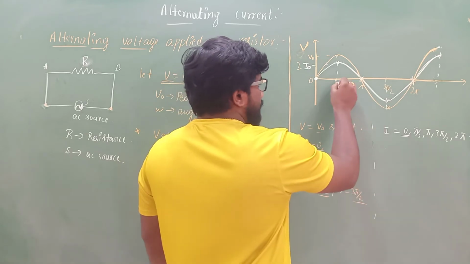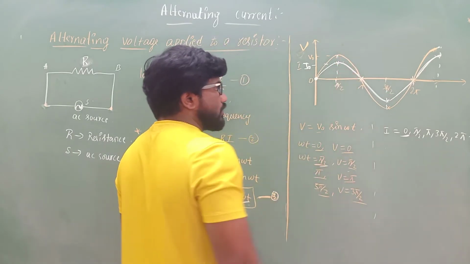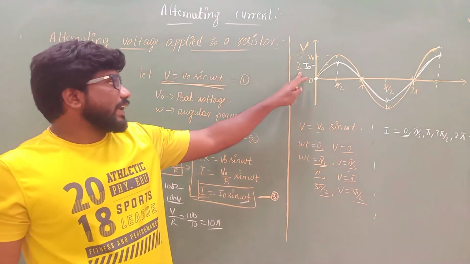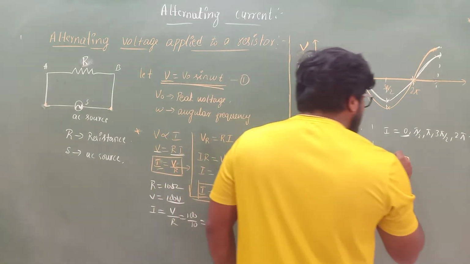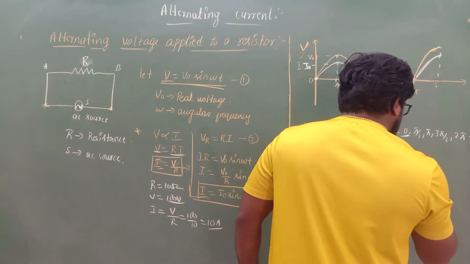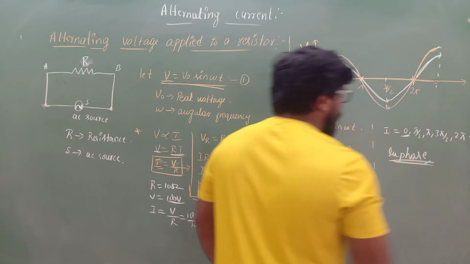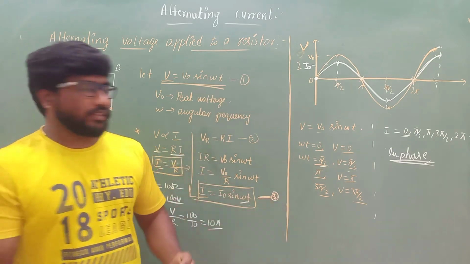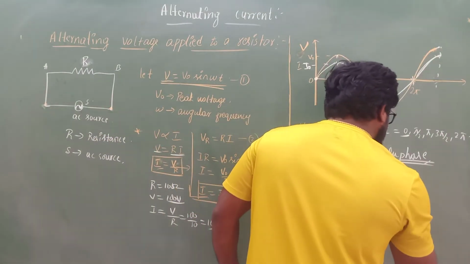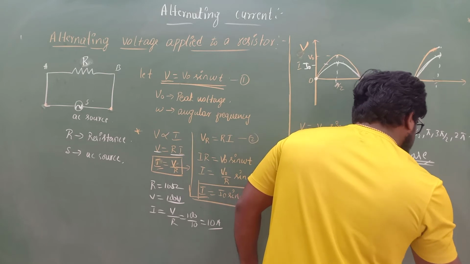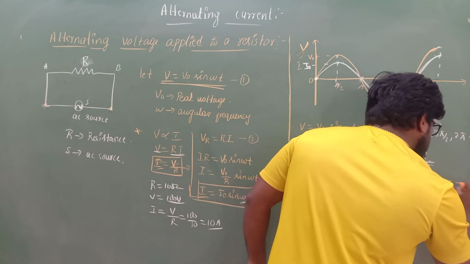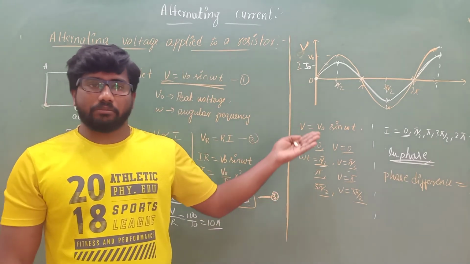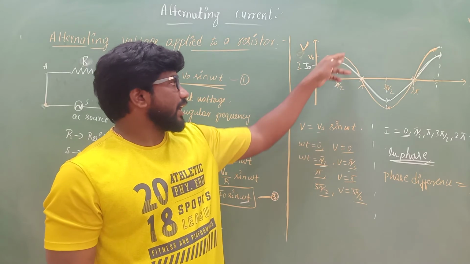Similarly, if we take pi by 2, here you see both the values are same. In other words, here voltage and current are in phase. In phase, this is a word that you can use. If both current and voltage are in phase, then the value of phase difference is 0. Phase difference is nothing but the angle between them, which is 0. Just see, the angle between them is 0.